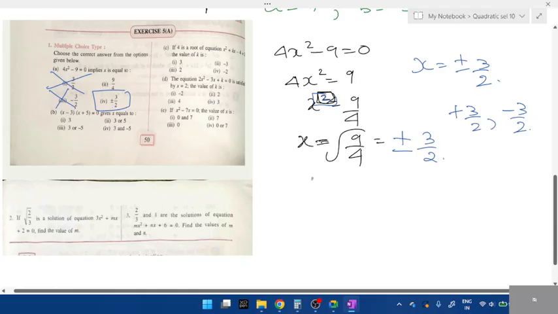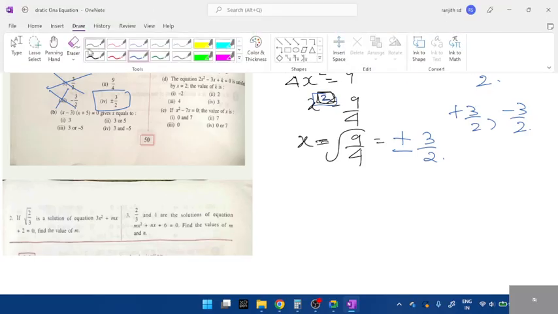So whenever this is not for cube, this is only for square because it is quadratic. Remember, for square it is always plus minus. Whatever answer you get, write it as plus minus.